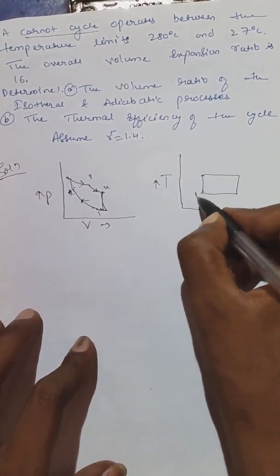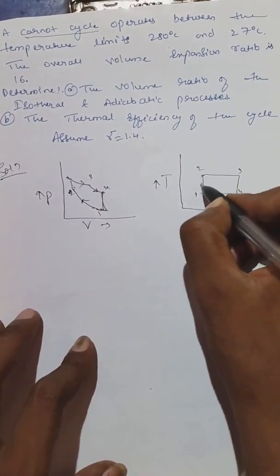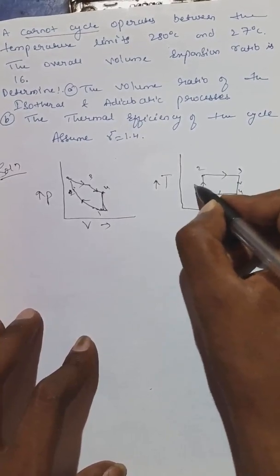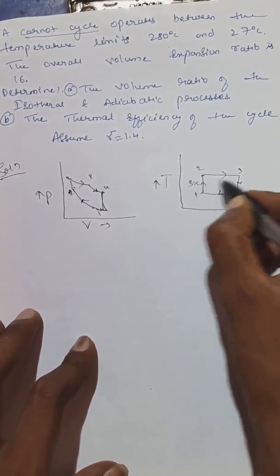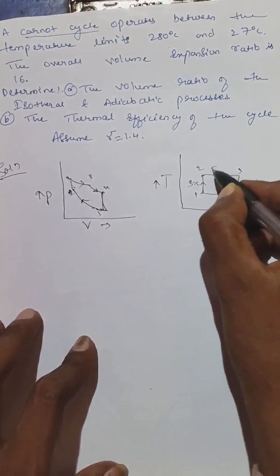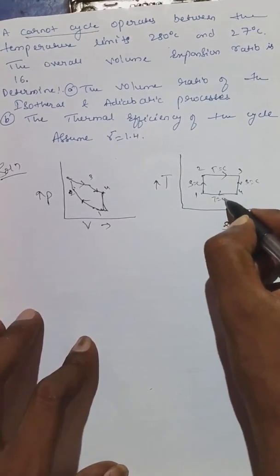Now you can draw here the TS diagram, it will be like this. You know very well this one, 1 2 3 4. This is adiabatic process, entropy is equal to constant. This is isothermal process, temperature is equal to constant.